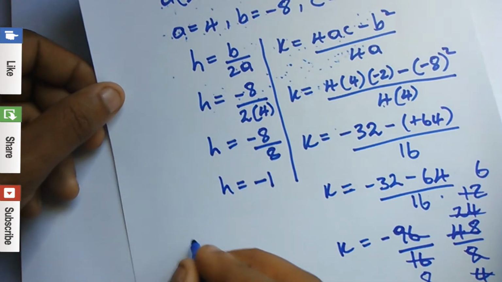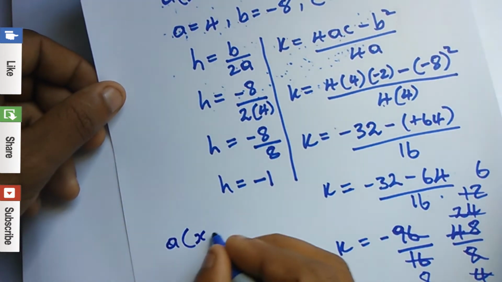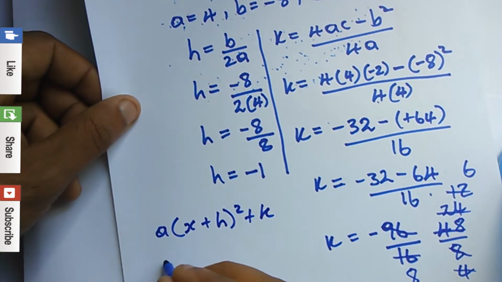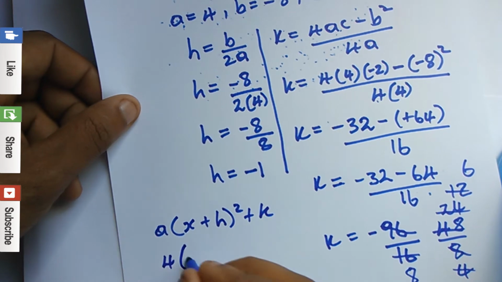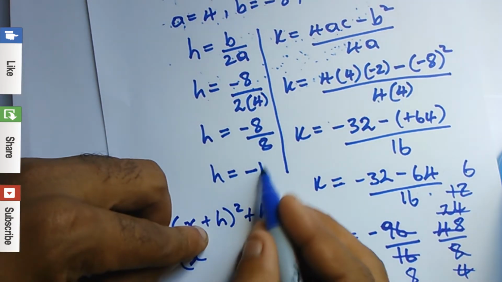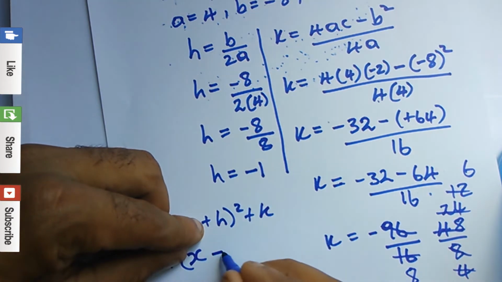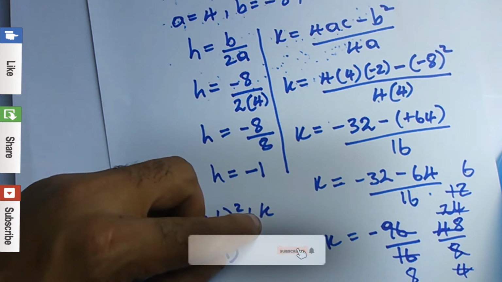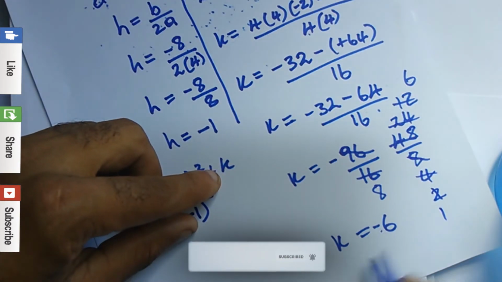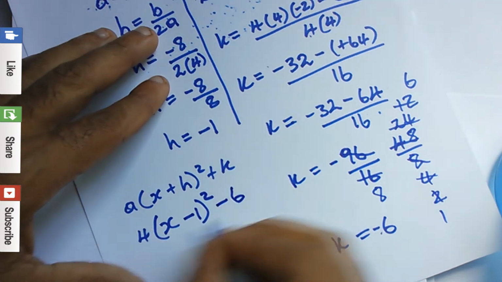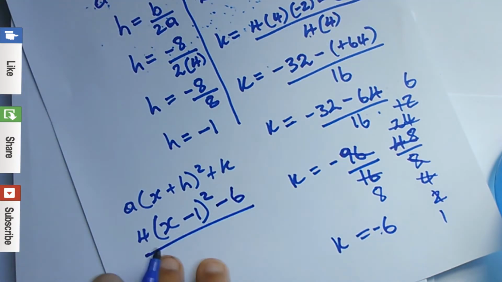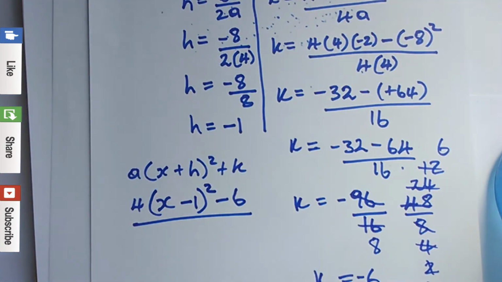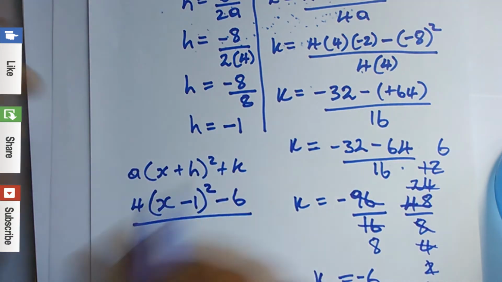We should express it in the form a open bracket x plus h close bracket squared plus k. So we have a was equal to 4, open bracket x plus h, but remember h is negative 1, and negative times positive is negative, so it's negative 1 close bracket squared, and then plus k, but k is negative 6, so we're going to have negative 6. So this would be our answer for 2 marks. It's a bit long, but as I said, you can use a calculator to solve the questions, and it will be much easier.